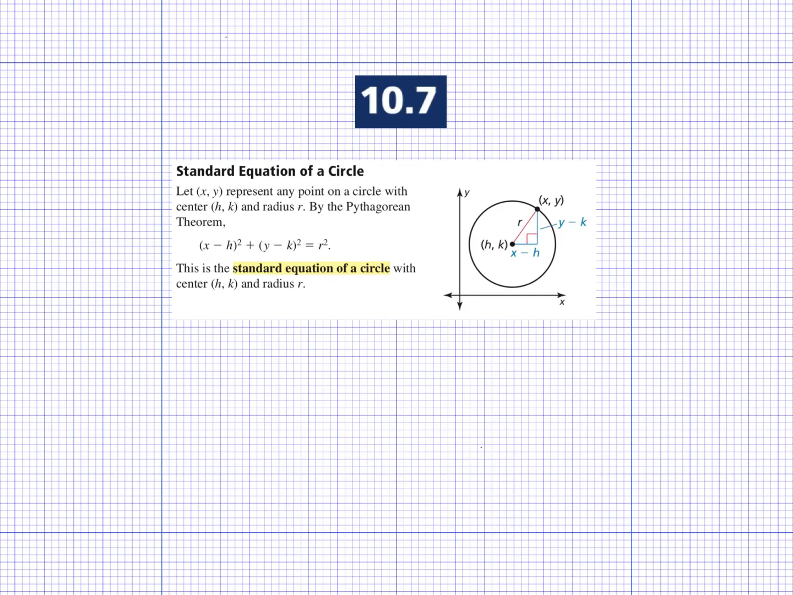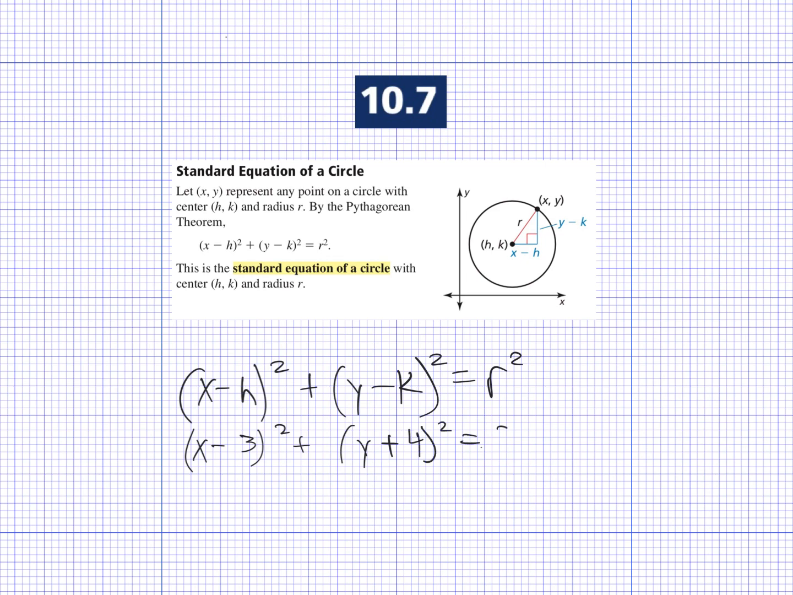Welcome to 10.7, standard equation of a circle. What's important here is that you memorize this. Let me explain. The equation (x minus h) squared plus (y minus k) squared equals r squared gives us a lot of information. If I say something like (x minus 3) squared plus (y plus 4) squared equals 25, then you ought to be able to tell me a whole lot of information.